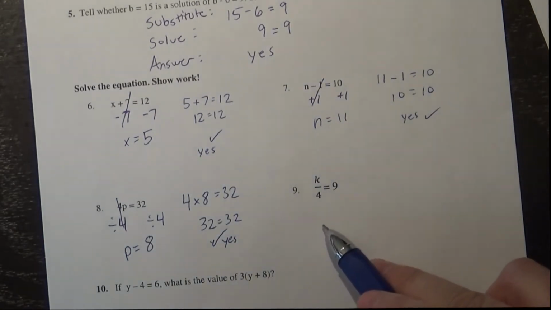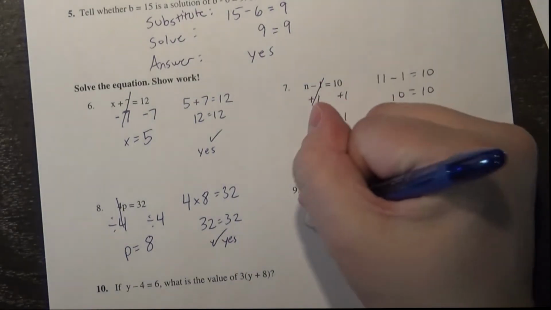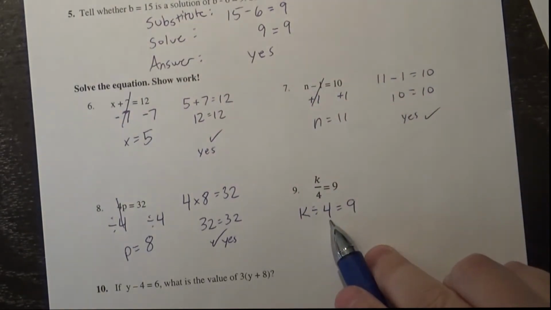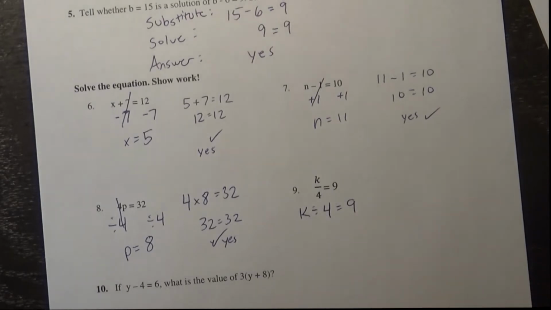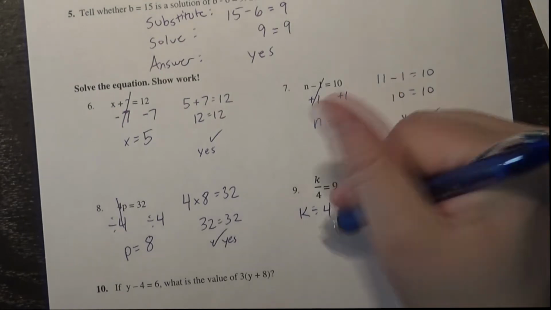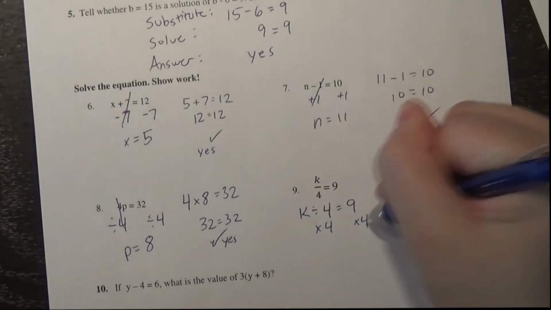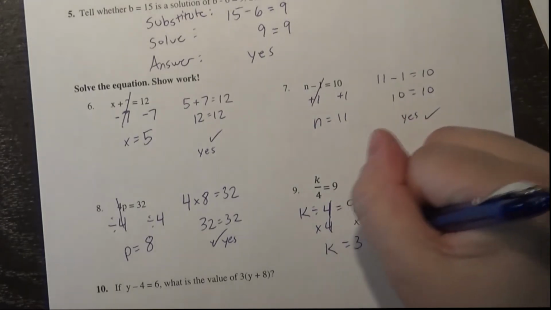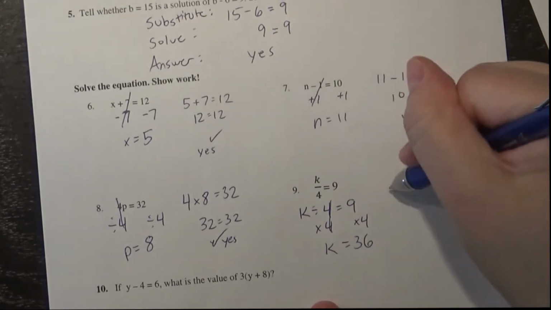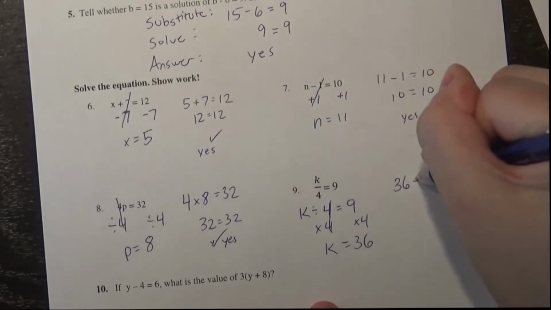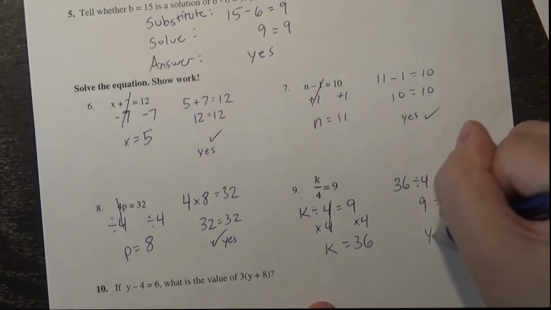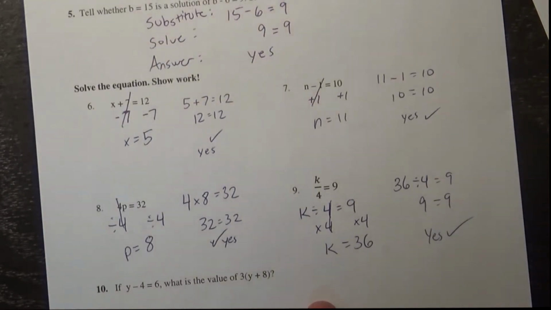I'll move on to number 9. It says k divided by 4. And if you need to, you can always rewrite that as k divided by 4 equals 9. Sometimes people like to rewrite that. It's easier to see. So what's there with the k that's keeping it from being alone? This divide by 4. So I'm going to multiply by 4 on both sides. That cancels out the 4's. I'm left with k. 9 times 4 is 36. Let me substitute that in now. So it says 36 divided by 4 equals 9. So it turns out that 9 equals 9. So I'm guaranteeing that number 9 is correct.